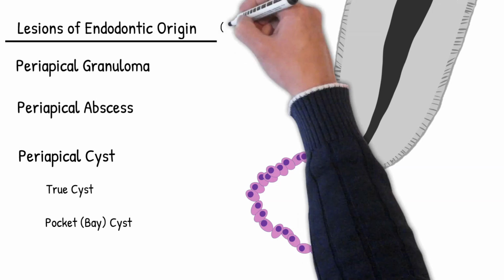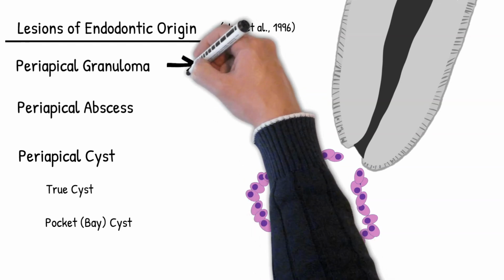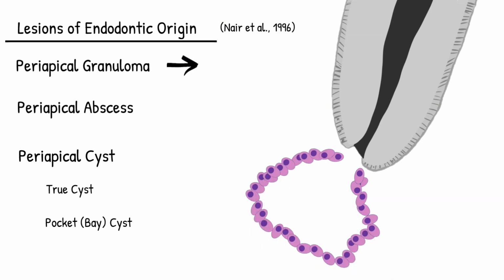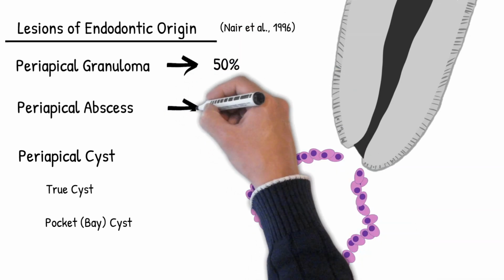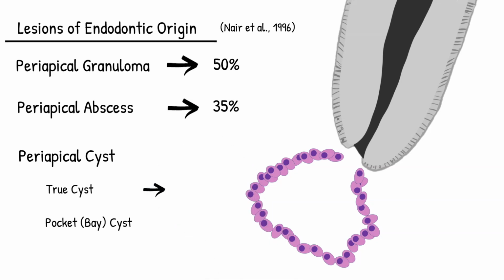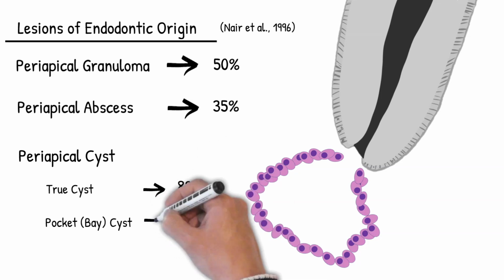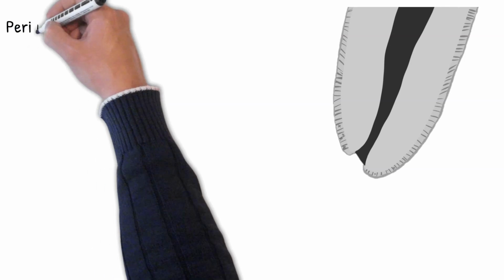In probably the most frequently referenced study by Nair in 1996, the relative percentages from biopsies were described. 50% of the biopsies were determined to be periapical granulomas, while 35% were periapical abscesses. While 15% of the biopsies were periapical cysts, he further broke them down, with 8% being true cysts and 7% being pocket cysts. In our review of periapical granulomas, we have an opportunity to discuss the classic zones of Fish.